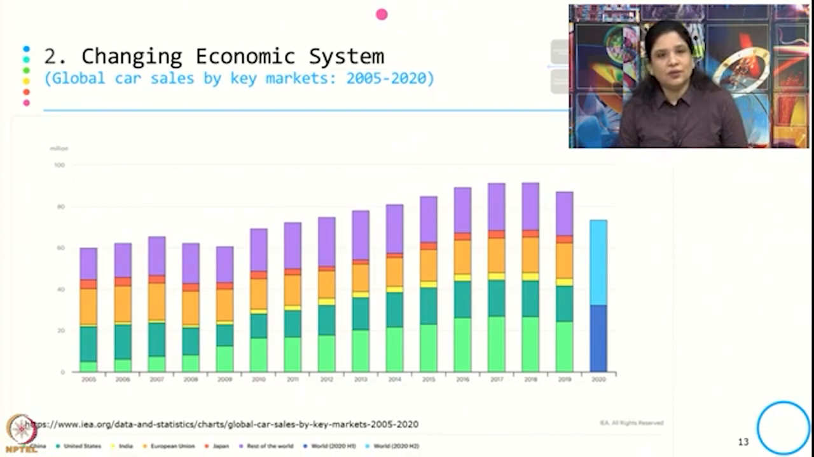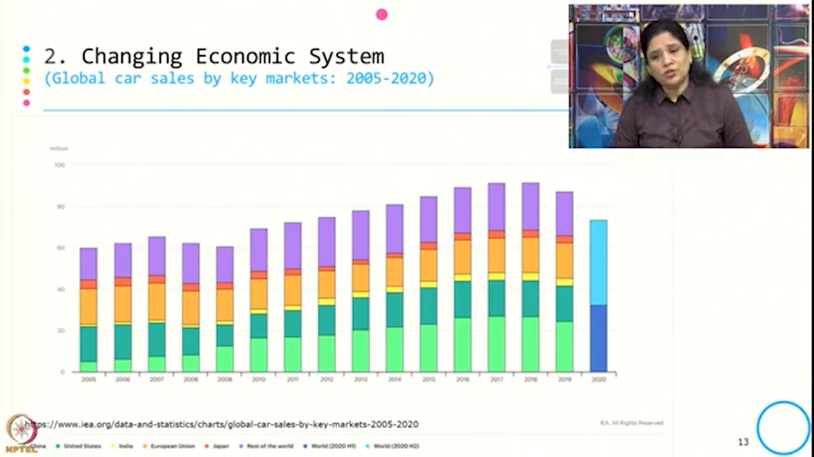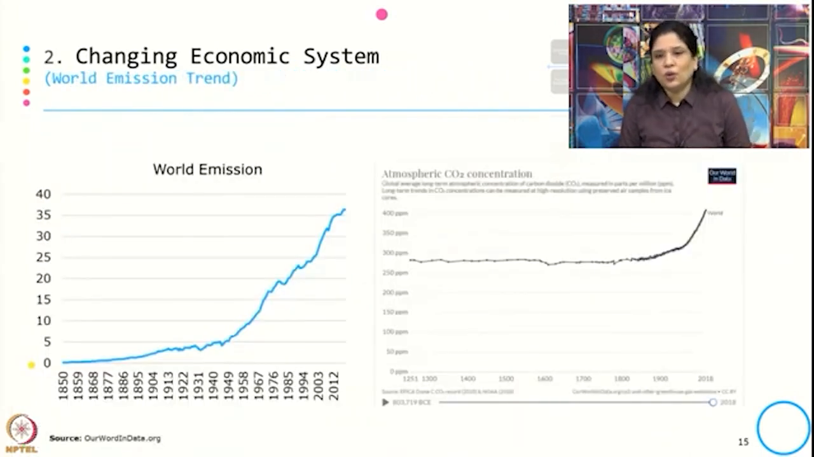Now this is the typical picture of the changing economic system, which gives a trend of global car sales by key market in the last 15 years, that is from 2005 to 2020. And if you look, the number of car sales is going on increasing, which again talks about the affluence and the change in the consumption pattern. Now this is again the emission, the byproduct of our so-called consumption, so-called income, so-called production.